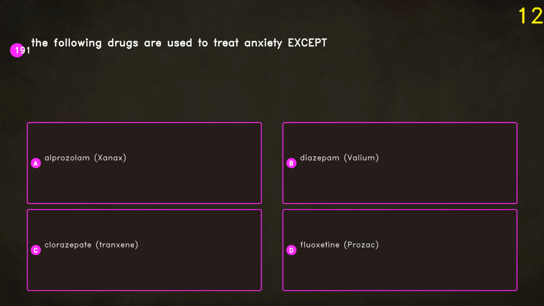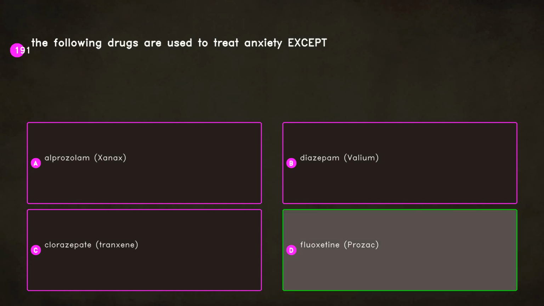Question 191. The following drugs are used to treat anxiety except A. Alprazolam, Xanax, B. Diazepam, Valium, C. Clorazepate, Tranxene, D. Fluoxetine, Prozac. The correct answer is fluoxetine.